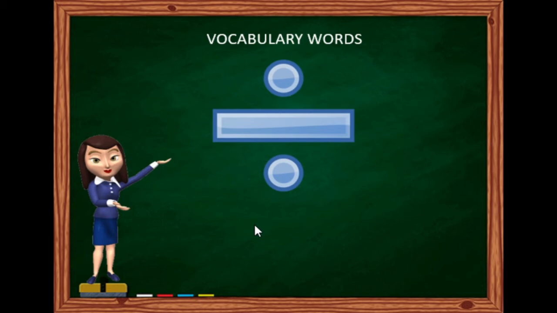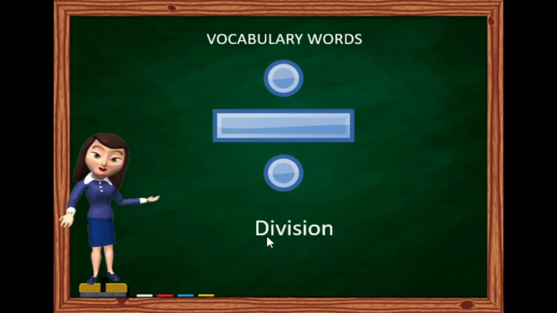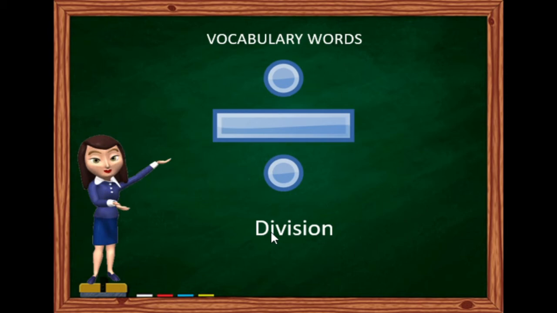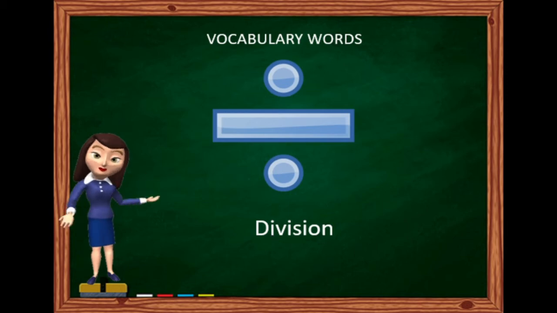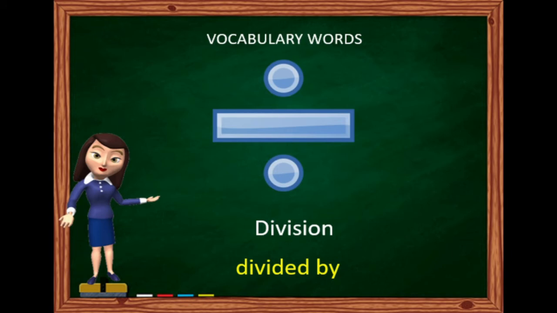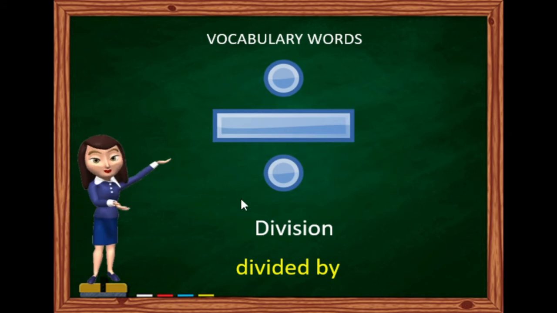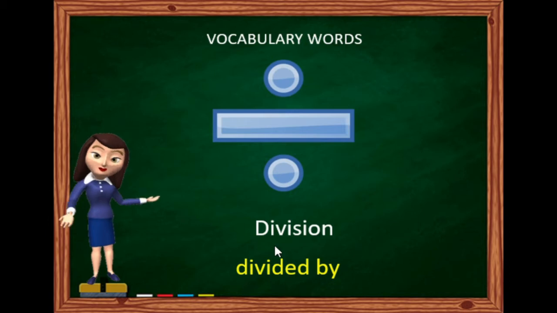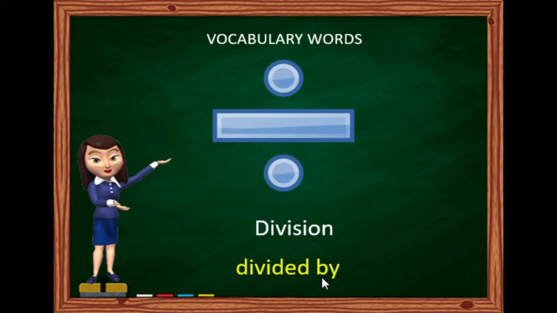Next, we also have this operation symbol. It's referred to as division. Division. When we do division, you say divided by. Divided by. Repeat after me once more. Division. Divided by. Okay, very good.